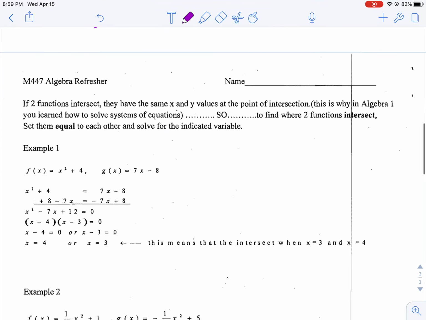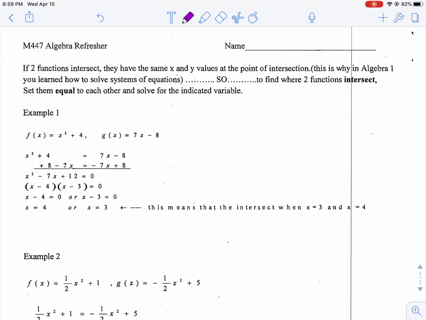Okay, the second page, these are talking about what if we have two functions that intersect. That means they have the same x and y values at their ordered pair. That's algebra 1. It's just saying if I have these two lines that cross at a certain spot, that they share an x and a y at that spot. Okay, so how do we do that?